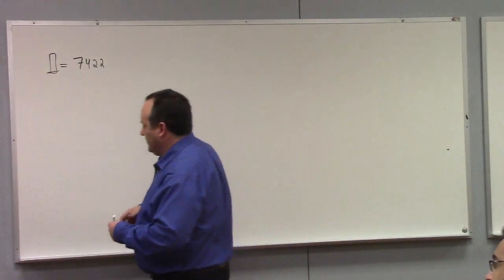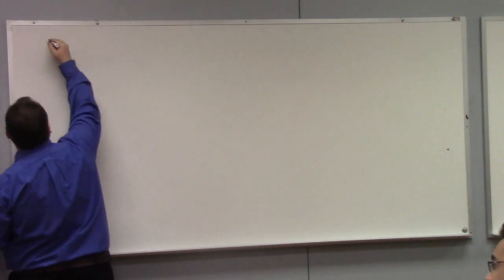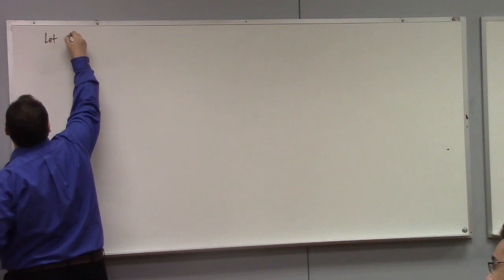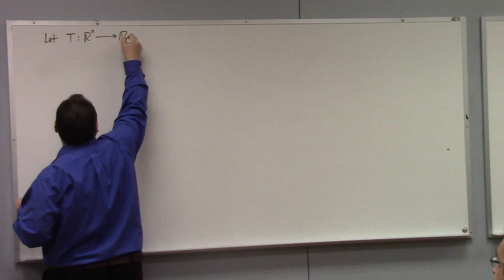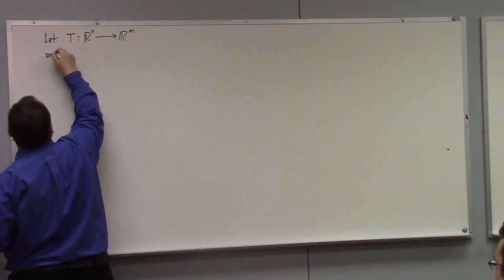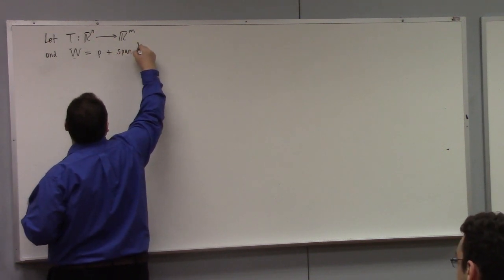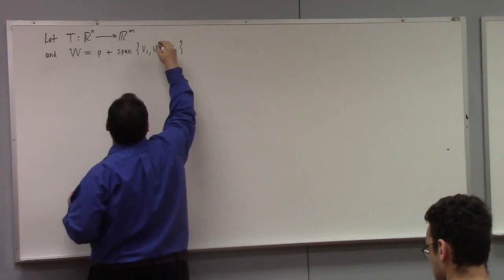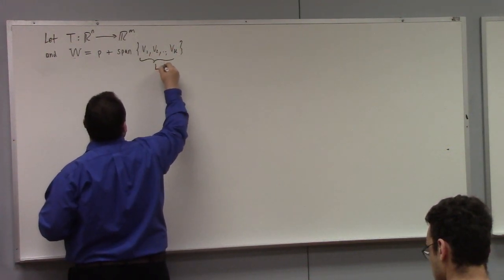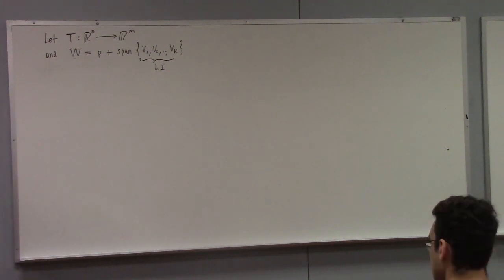So if we look at the simple calculations, let T be a mapping from, say, Rn to Rm, and let W equal P plus the span of V1, V2, Vk. And for the sake of specificity, I'm assuming that these are linearly independent. All right. What can we say about T of W? What does T of W look like?